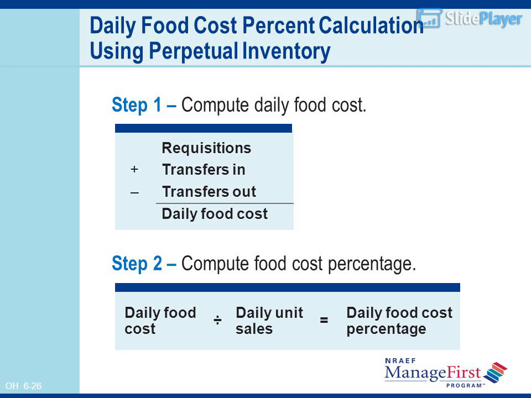Instructor's notes. Explain that this is an estimate that is as accurate as the perpetual inventory system users make it. Ask for reasons why there can be variation between a physical count inventory and the value of the perpetual inventory. Possible answers may include theft, spoilage, or faulty record keeping. Daily food cost divided by daily unit sales equals daily food cost percentage.